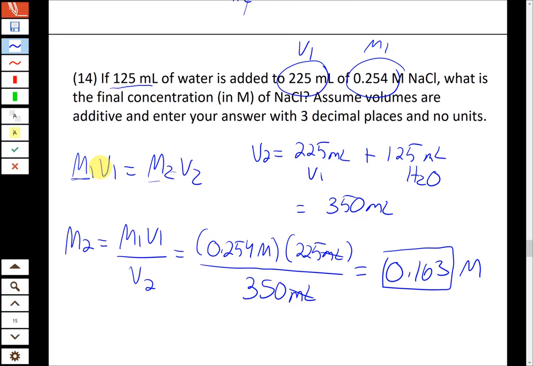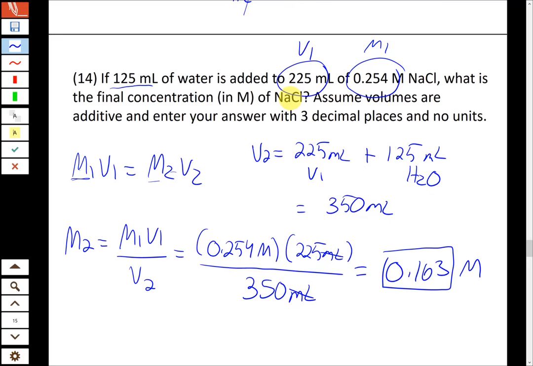Right. Yeah. Other question? How did you know that the V2 is 350 and not 125? Because V2 is going to be the final volume of the solution after you've diluted it. So 125 is how much water we're adding, but we're adding that to the original volume, which is 225, so the total volume at the end is going to be the sum of those 2.